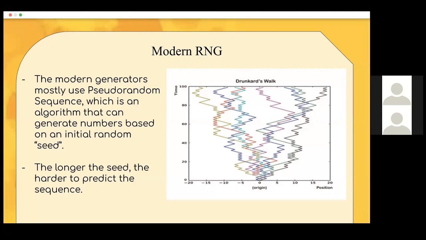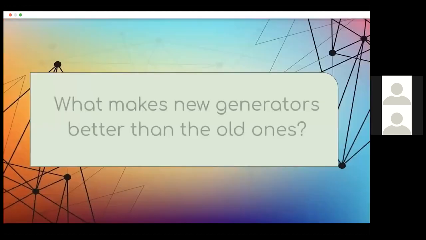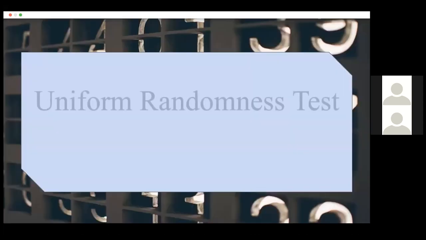But the only way you can predict them is if you have the C and the algorithm. If you're trying to work backwards, it's going to take you millions of years before you can actually find it, because it just becomes more and more difficult. So what makes the new generator better than the old one? It becomes harder to predict and more uniform.